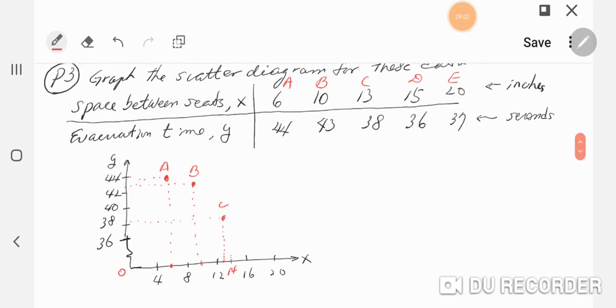Okay, 14, 15. This is 15, right? 15 and then 16. So 15 and 36 is over here. Draw a little grid line so that you can place the point correctly. Okay, the last one is 20 and 37. So 20 is over here and 37 is between 36 and 38, between C and D, right? So over here, 20 and 37. So that is the point for the fifth person.